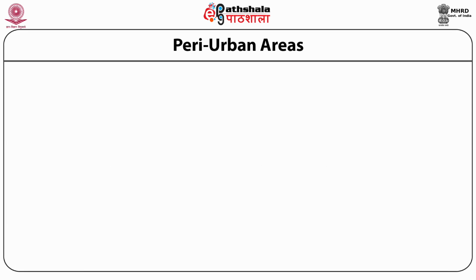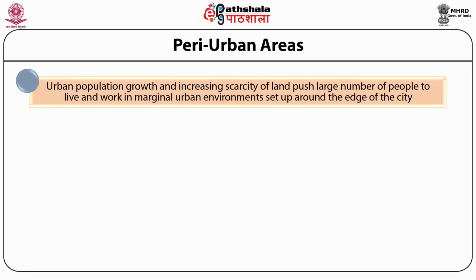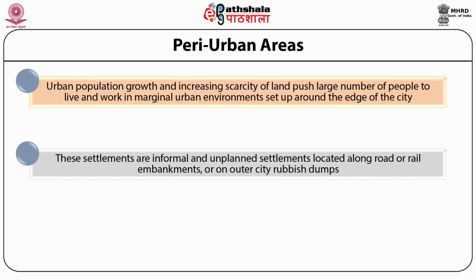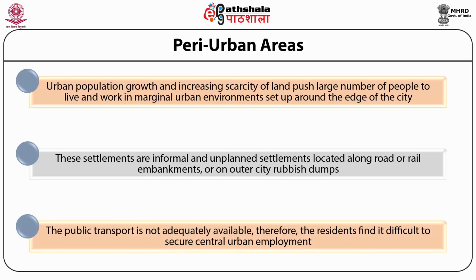We can also discuss about poverty in peri-urban areas. Urban population growth and increasing scarcity of land push large and increasing number of people to live and work in high-risk, low-potential or marginal urban environments around the edge of the city. These settlements are informal and unplanned settlements located along road or rail embankments or on outer city rubbish dumps. Since these areas are located on the periphery of the city, where the public transport is not adequately available, the residents find it difficult to secure central urban employment.